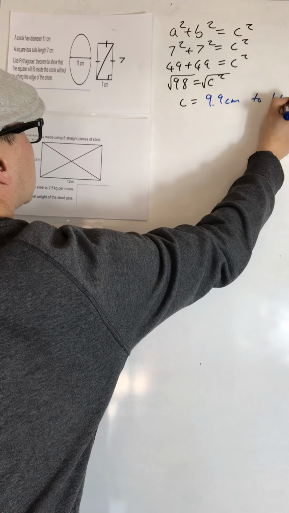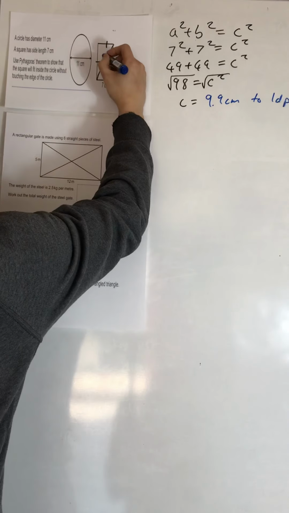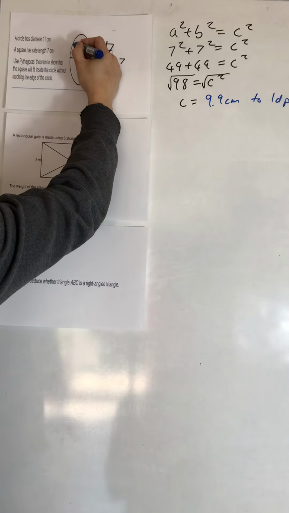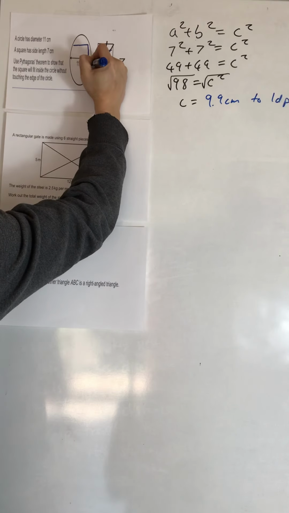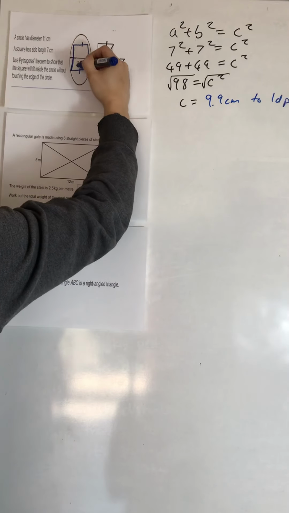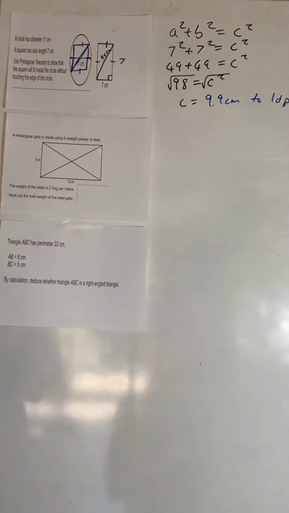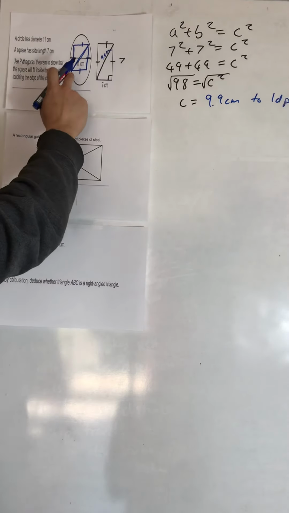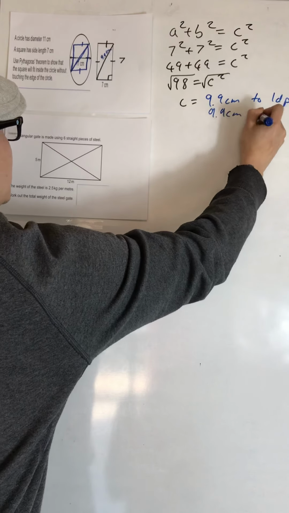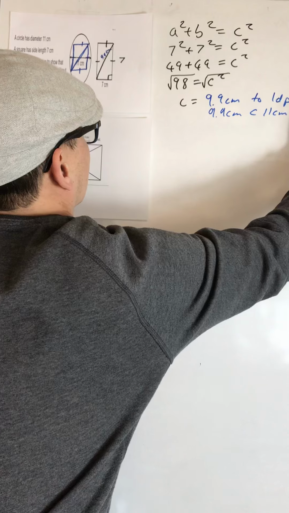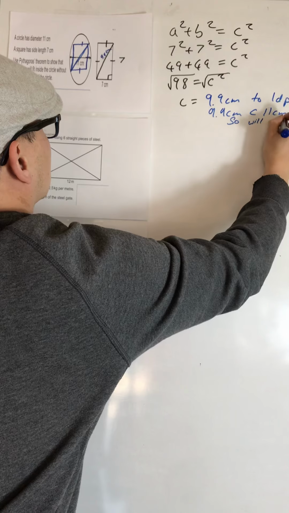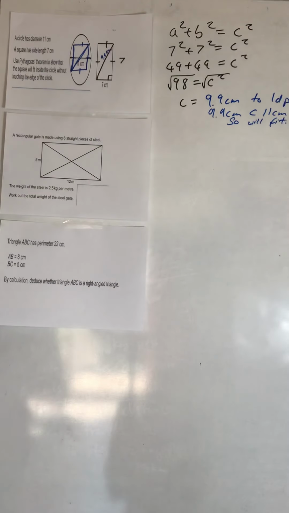to 1 decimal place. So if this section is only 9.9 centimetres and the diameter is 11, then that square will fit easily, because the diameter of the circle, which is 11, is longer than this. So you can say 9.9 centimetres is less than 11 centimetres. So it will fit in a circle.